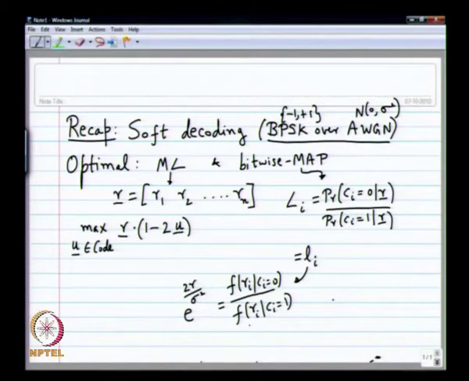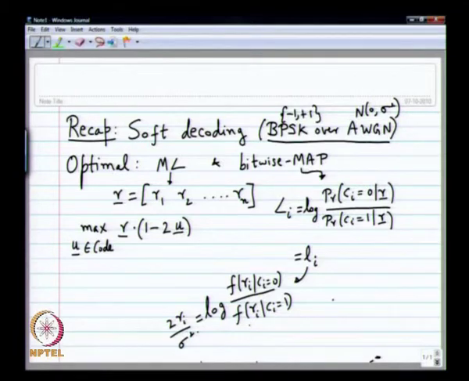There was also a log likelihood ratio. Small li is also the log of that. I think that's a better thing to work with, because you will see there are some simple advantages there. The log of this works out to 2 Ri by sigma squared.